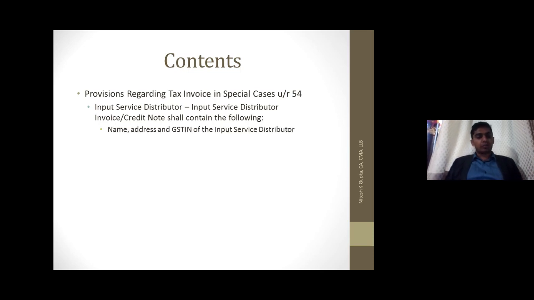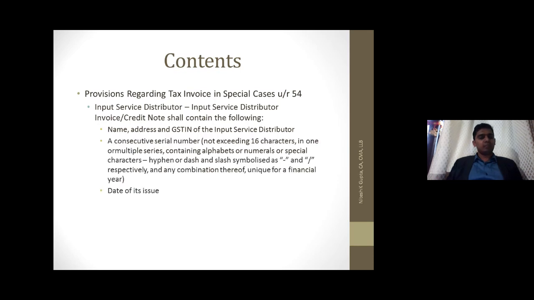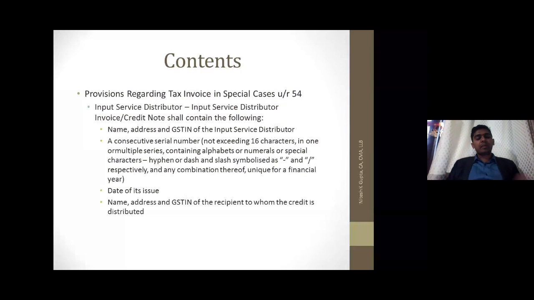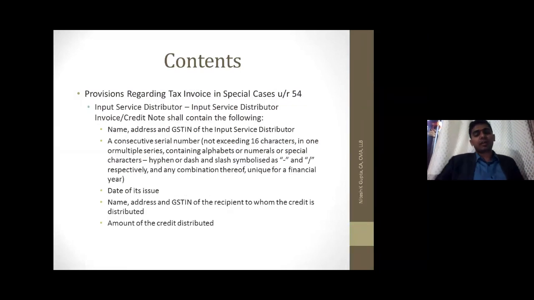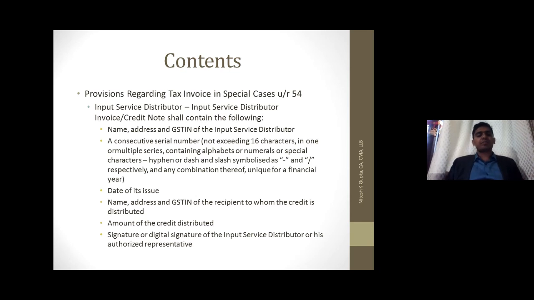Their invoice or credit note, because to distribute credit to other offices, they also need to issue invoices to other offices. So what will they do? They will issue an invoice to other offices of the same company or credit note, which should contain these things: name, address, GSTN of input service distributor, serial number, date of issue, name, address and GSTN of recipient to whom the credit is distributed, amount of credit distributed, signature of input service distributor or his authorized representative.